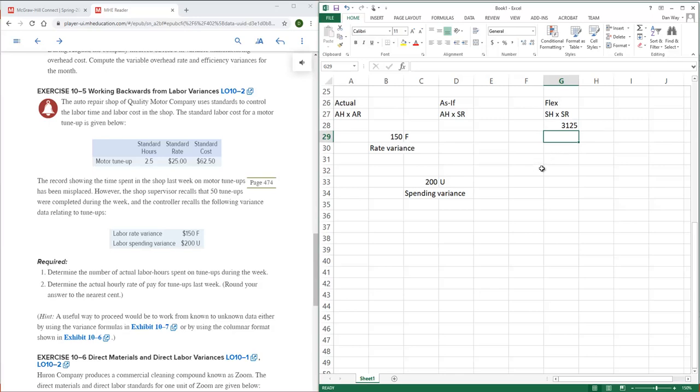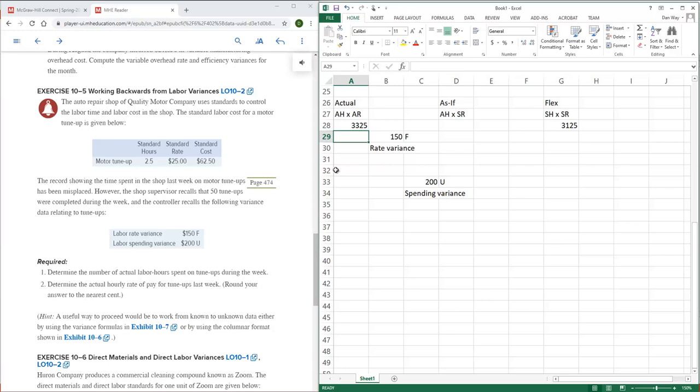Now again, working from our knowns to unknowns, we had already determined, or we were told I should say, that the spending variance was $200 unfavorable. So my actual spend would be the $3,125 from the flex, everything based on standard, plus $200, that unfavorable spending variance, $3,325.